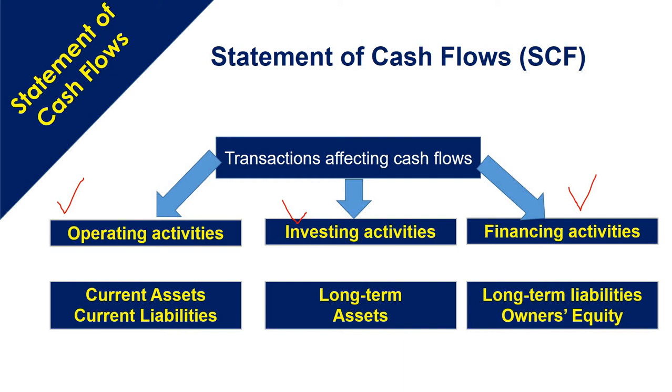And one trick here: operating activities usually affect current assets or current liabilities. Investing activities affect long-term assets, meaning long-term assets will either increase or decrease. And financing activities affect the company's long-term liabilities or the owner's equity. Please remember this: operating activities affect current assets or current liabilities, investing activities affect the company's long-term assets, and financing activities affect long-term liabilities and owner's equity.